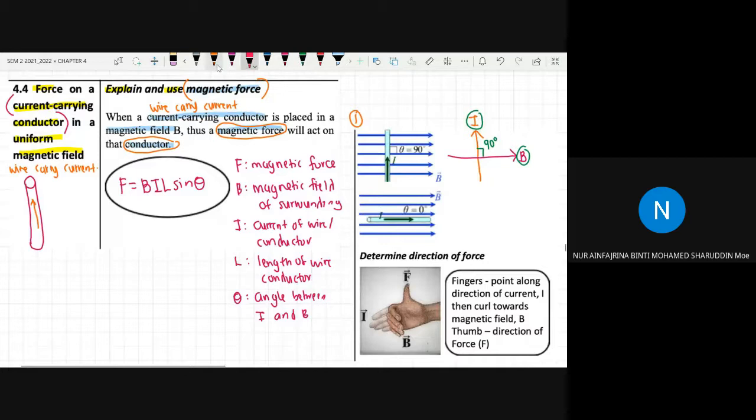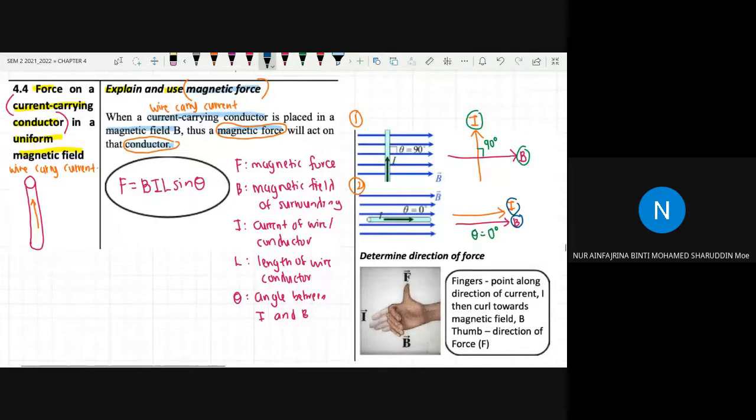Sekarang untuk diagram nombor 2 ini, current awak ke kanan. And magnetic field awak juga adalah ke kanan. Okay, so this is your magnetic field and this is your current. So angle antara current dengan magnetic field awak berapa degree sekarang? 0 degree. Sebab apa? Sebab dia adalah parallel. So parallel, dia tak boleh nak make an angle. So angle dia adalah kosong. Jadi dia 0 degree. So itu yang penting awak kena tahu angle dia, iaitu antara current dan juga magnetic field.